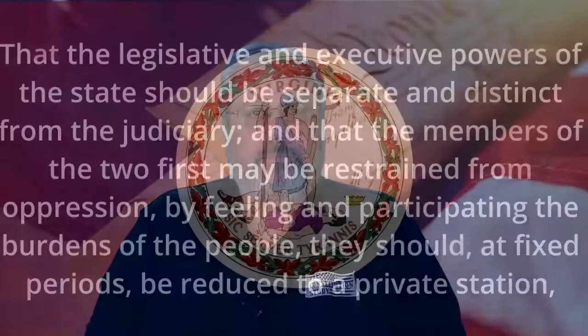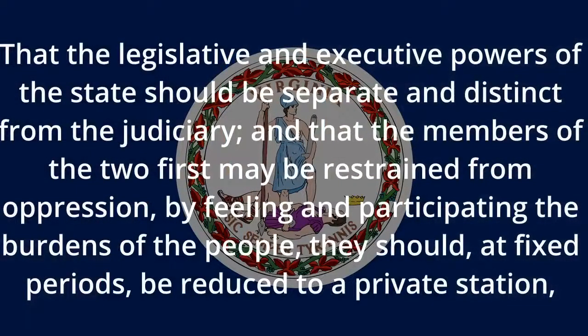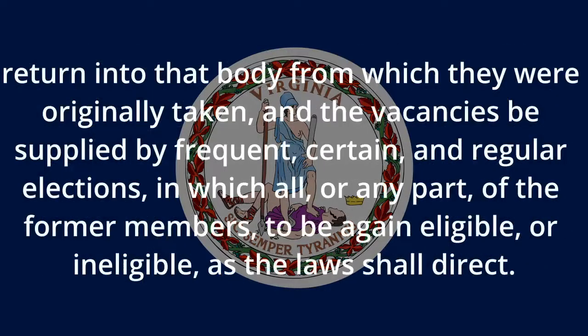Section 5. That the legislative and executive powers of the state should be separate and distinct from the judiciary, and that the members of the first two may be restrained from oppression by feeling and participating the burdens of the people. They should, at fixed periods, be reduced to a private station, returned to that body from which they were originally taken, and the vacancies be supplied by frequent, certain, and regular elections in which all or any part of the former members to be again eligible or ineligible as the law shall direct.